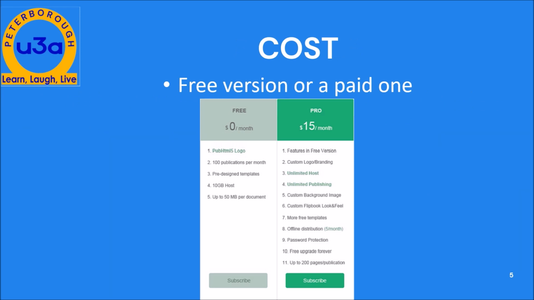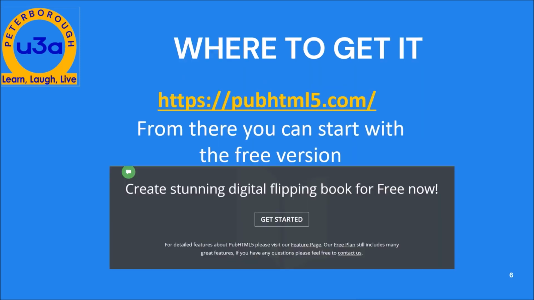But, enough of the negatives. Let's look at the costs of using pub.html5. There are options. There is a free version, which is perfectly adequate for most U3As. Peterborough did take up the lowest paid version, simply because you do get a few extra facilities. This was possible because we found that we were saving so much on printing and distribution costs that we were still quids in, even when paying for the facility.